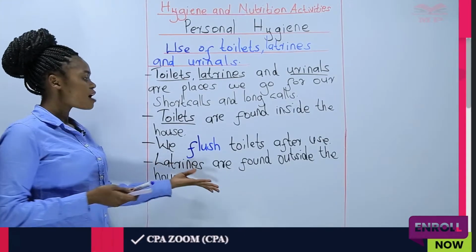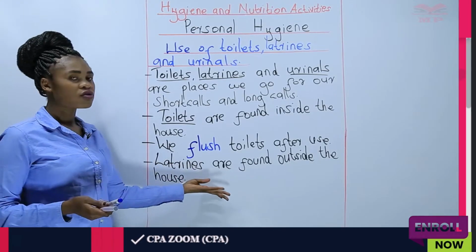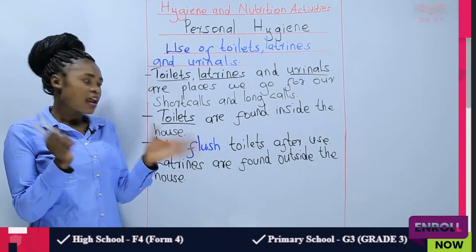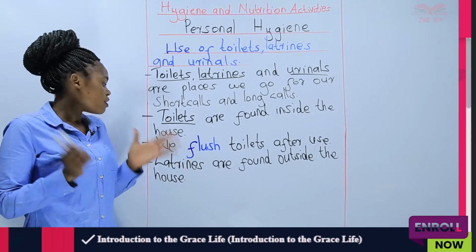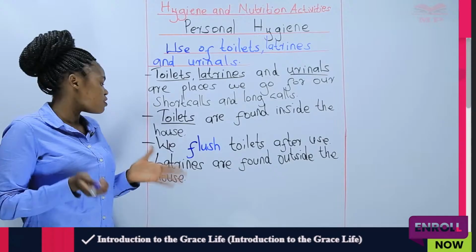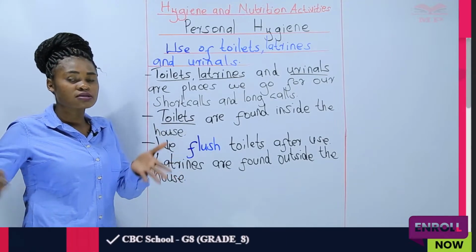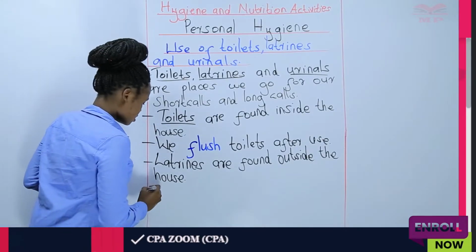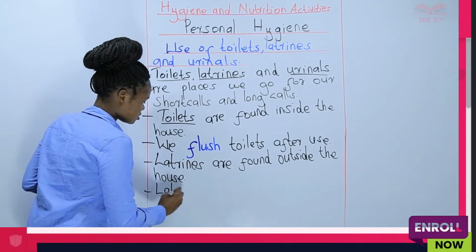So latrines are found outside the house, and a latrine is an open pit where you go and relieve yourself from your long call and short call, and they are always found outside the house. They are built outside the house.